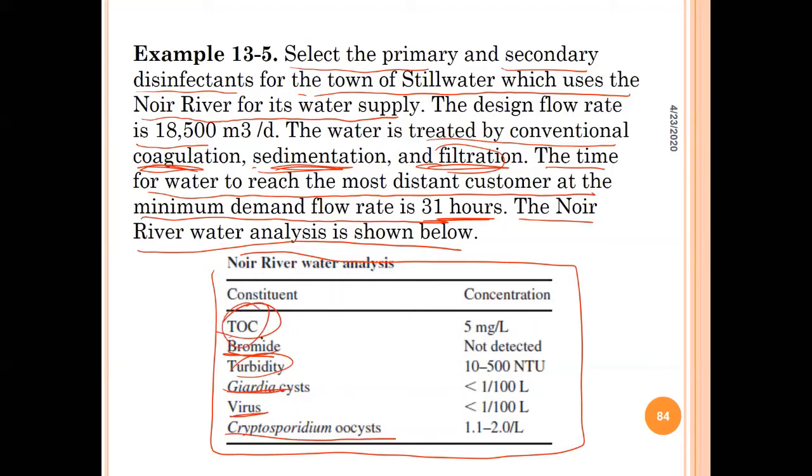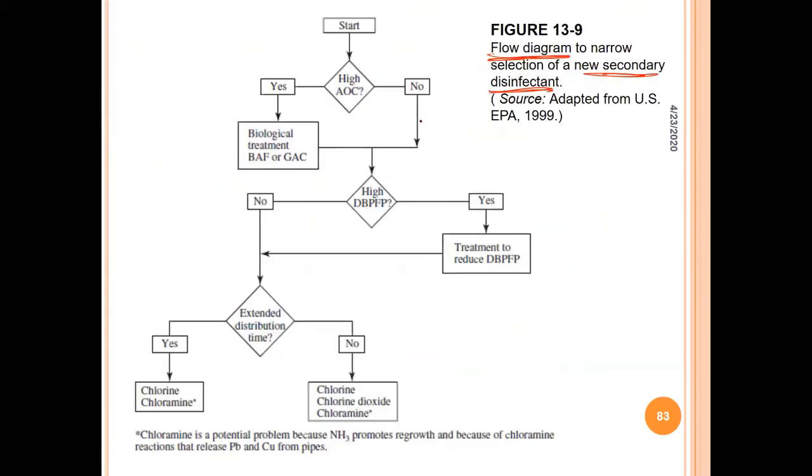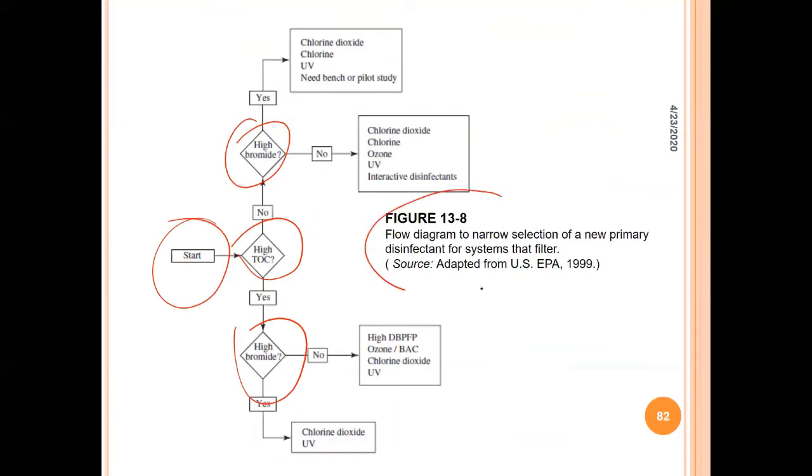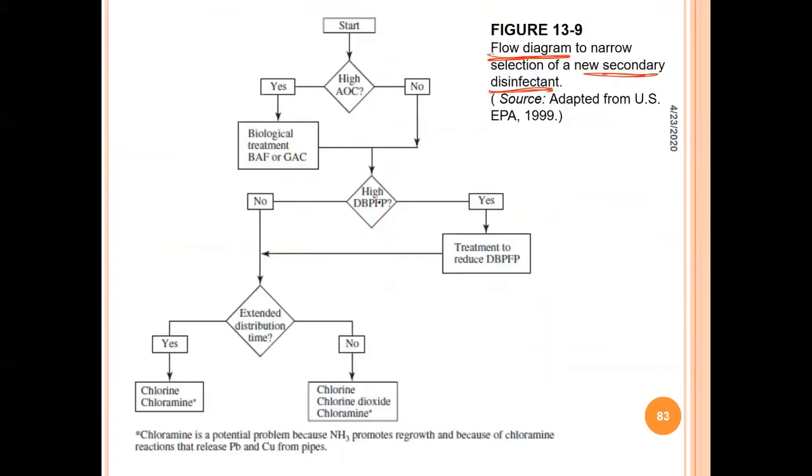You know TOC, you know bromide concentration. You know the time of residence in the distribution system, the maximum time of residence, and you know the preceding treatment: coagulation, sedimentation, and filtration. So using this information, you apply this flow diagram for primary treatment, and you apply this flow diagram for secondary treatment, and select the disinfectant.